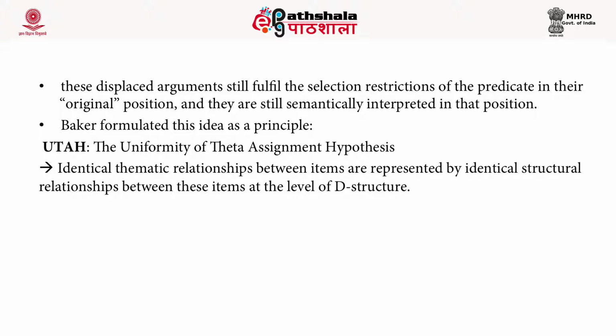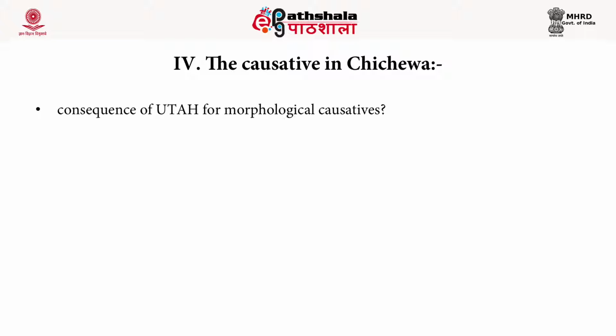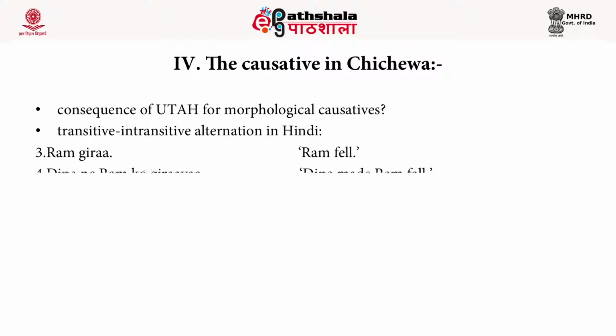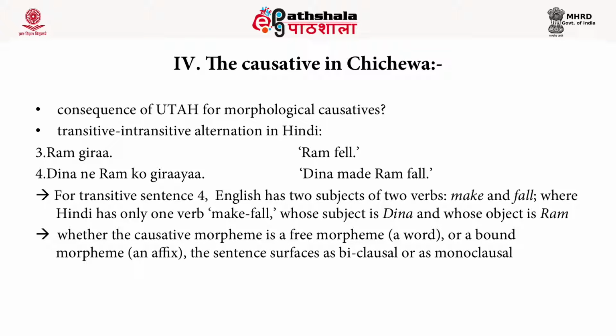which is stated as: identical thematic relationships between items are represented by identical structural relationships between these items at the level of D structure. Now that we have established what the principle of UTAH states and we have seen morphological causatives in action, how does UTAH now explain our morphological causatives? Let us go back to the data we had before for transitive-intransitive alternation in Hindi. Repeated here are sentences 3 and 4 on your screen. "Ram gira," Ram fell. "Dina ne Ram ko giraya," Dina made Ram fall.